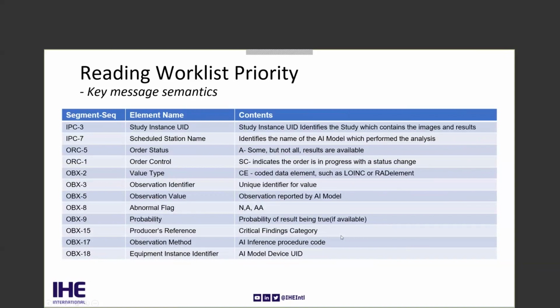So that's part of what's reported, because there are times that you would provide an abnormality flag, and it may not only be abnormal, but it is critically abnormal, so it needs to be processed. So that's what the reading worklist priority looks like.